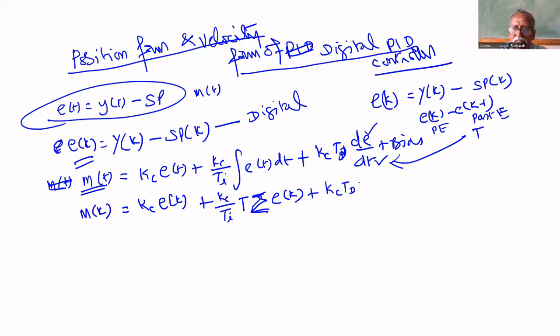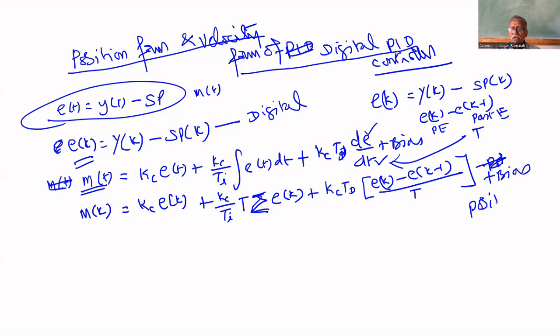Therefore, we can write Kc Td multiplied by E of k minus E of k minus 1 divided by T. Instead of dt, we can put the sampling period. This is approximated in the digital domain. This is the digital position form of the controller, plus bias. This is the position form of the controller. Here, this is the total controller output.